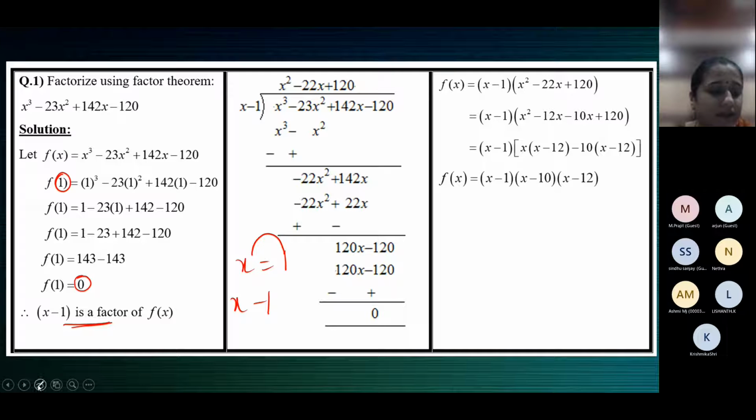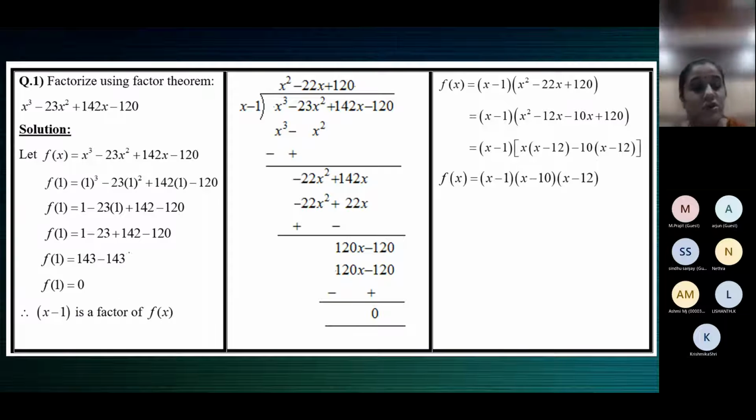Now, supposing you don't get 0. F of 1 is not 0. You get something else other than 0. Then you'll have to try a different value for x. You should try f of minus 1. Now, if that is 0, that is x is minus 1, right? X is equal to minus 1. So when you take the minus 1 to the other side, you get x plus 1. That means x plus 1 is a factor of f of x.